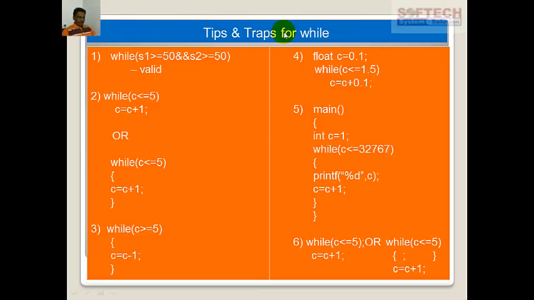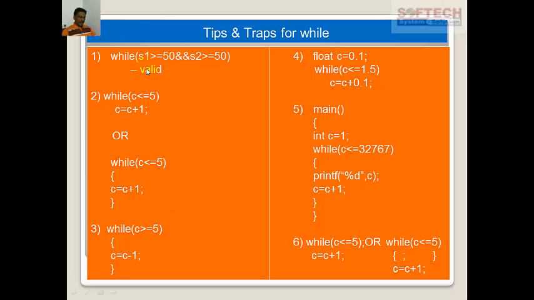Tips and tricks for the while loop. While S1 is greater than or equal to 50, that is subject 1 is greater than or equal to 50, and subject 2 is greater than or equal to 50, we can put it like this. That is, we can use a logical expression also, to check two conditions. If the first condition is true and the second condition is true, both true, only then the condition is true. If any one is false or both are false, it comes out of the loop.